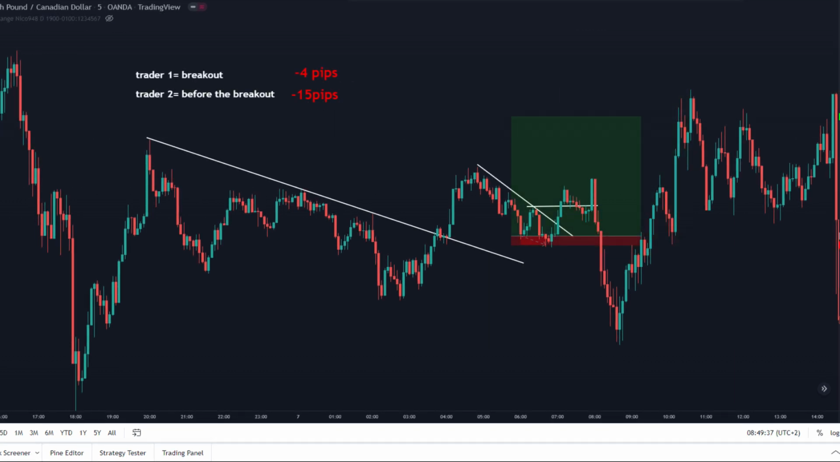As you can see, these two traders lost a different amount of pips. But with calculated risk, the two traders can lose the same amount of money.